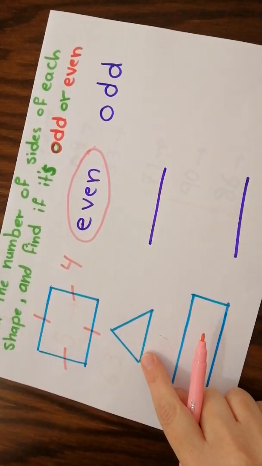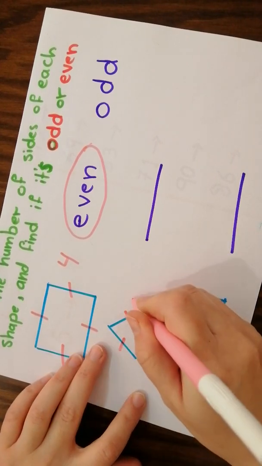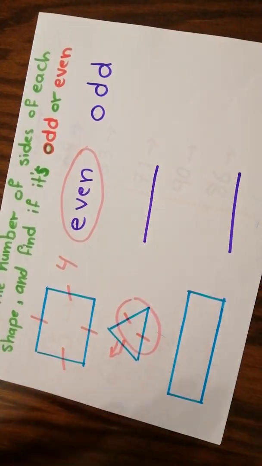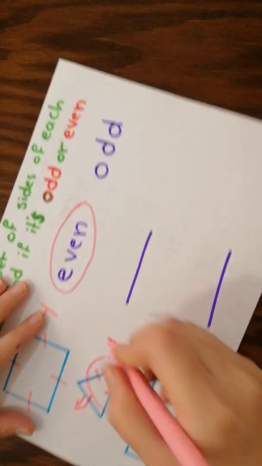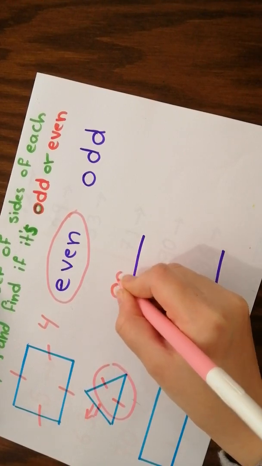Look at the triangle here. We have 1, 2, 3. If we put these two sides together, we have one side left out. So the number of sides is what? Odd number.